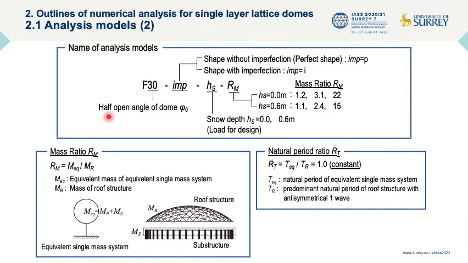The names of analysis models are defined as shown here. The mass ratio Rm is obtained as the ratio of the mass of the substructure to that of the roof structure. The natural period ratio Rt is adjusted to 1.0.